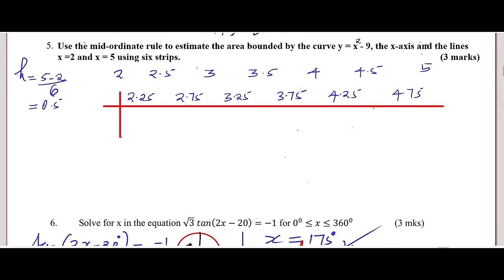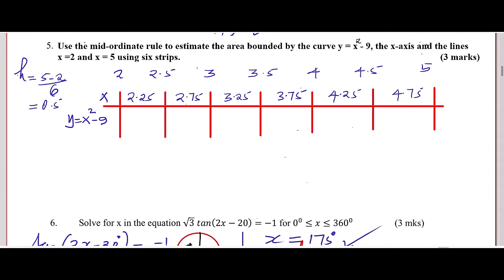So now after doing that, we need to get the heights. Those are the ordinates that you're going to use, the mid-ordinates. That is the midpoints of each of those strips. So now we're going to fill this table here in order to have the ordinates. So we have x, and then we have y. To get y, we shall use that function, x squared, subtract 9.